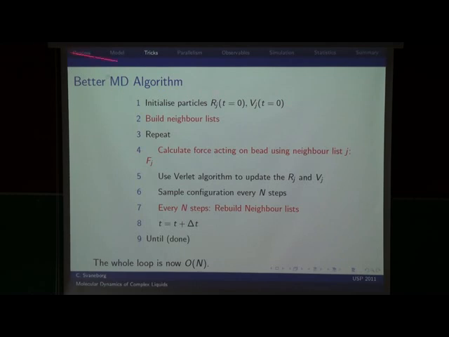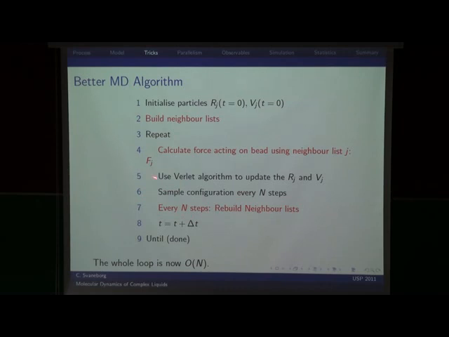So what would the algorithm then look like? Well, we have to initialize the particle positions as before. We have to rebuild the neighbor list to figure out in what cell all the beads are, and what are the Verlet lists of all particles. Now we can calculate the force acting on the bead, using the neighbor list we have. And what we've done by this exercise is convert this from an n squared process into an O of n process. But then every once in a while, we have to work on rebuilding the neighbor lists. But again, this is an O of n process.